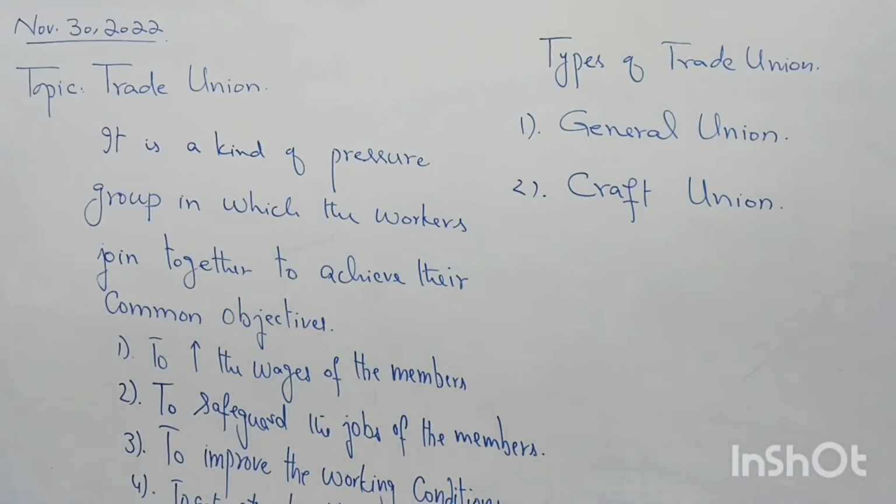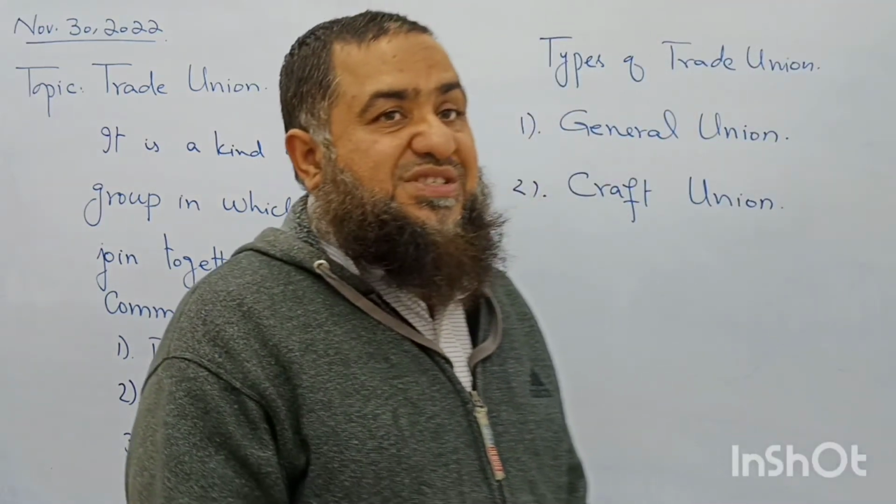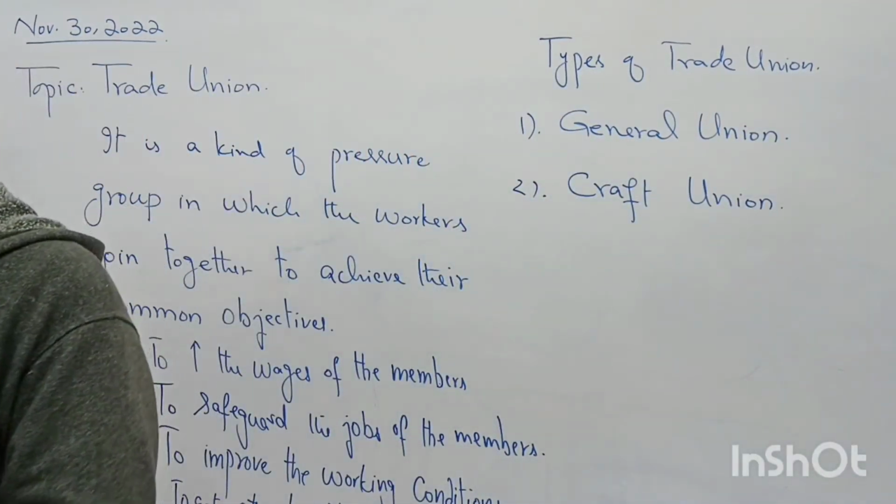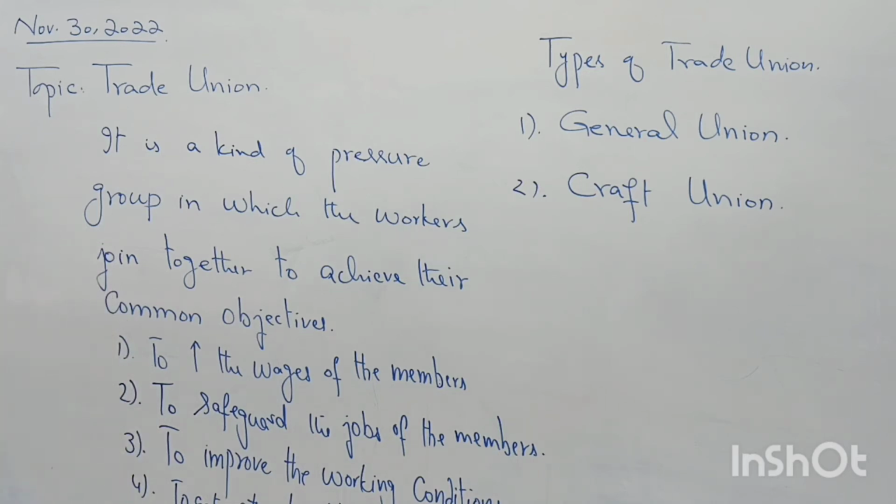For example, the unions of the skilled workers in the surgical industry. Okay? Like you can say the makers, if they have a specific skill to make an instrument, and if they join together and make a union, that is called a craft union. A specific skilled workers in the manufacturing industry, if they make a union, that is called a craft union.